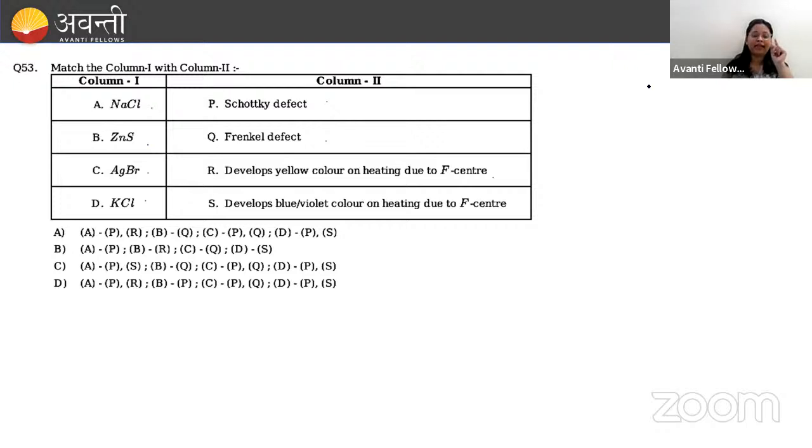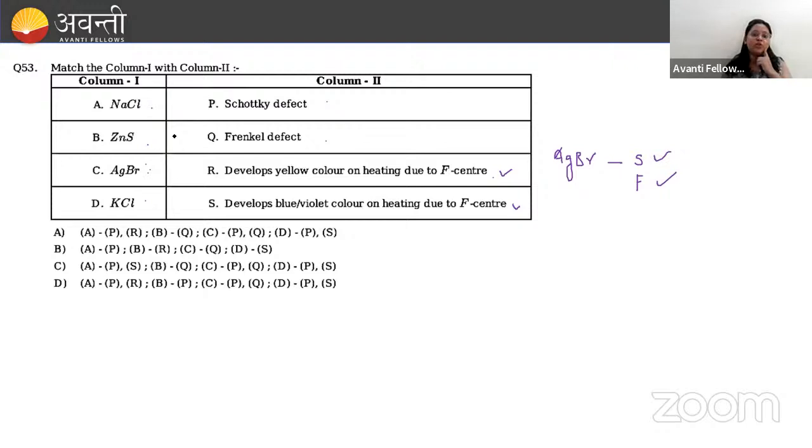So here you can see NaCl, ZnS, AgCl and KCl. There are 4 species given and we need to find out which shows which defect, as well as which develops yellow color on heating due to the F center and which gives blue or violet color on heating due to the F center. You must be knowing that AgBr shows both Schottky as well as Frenkel defect.